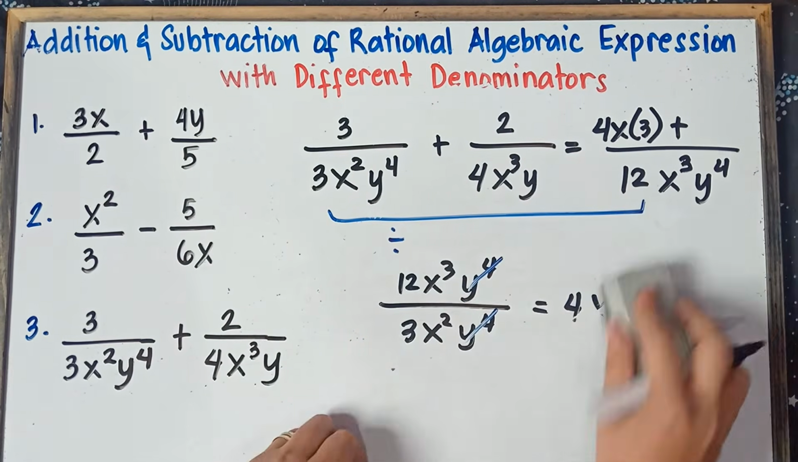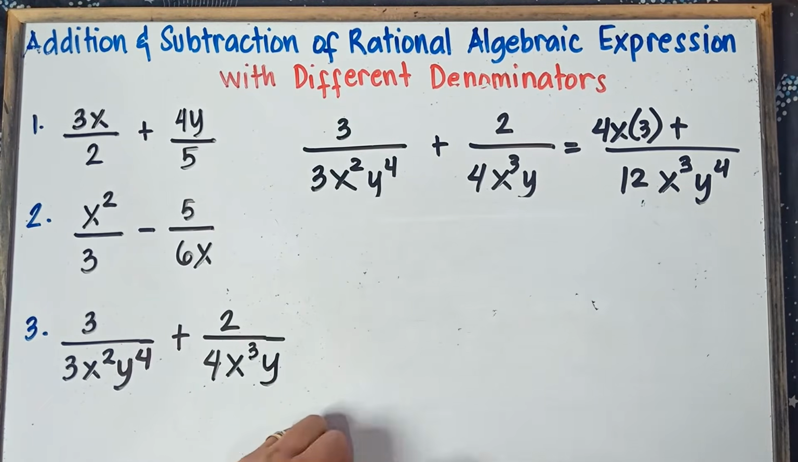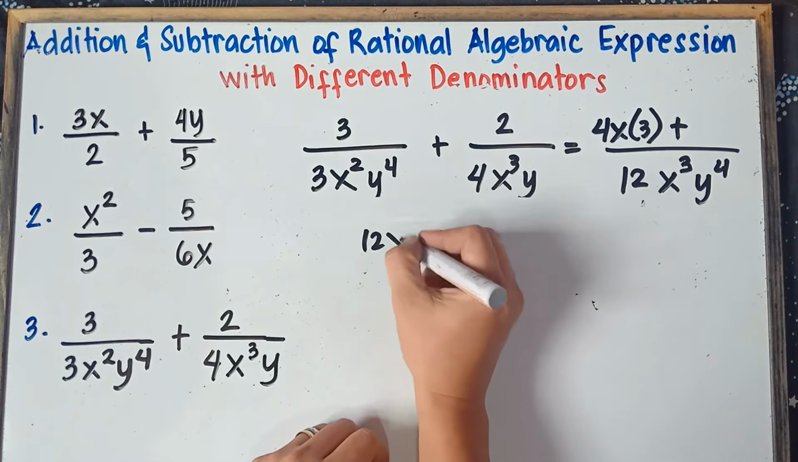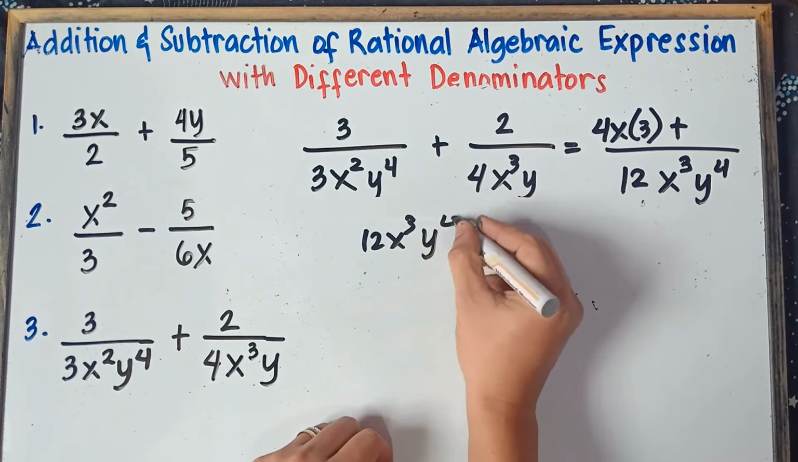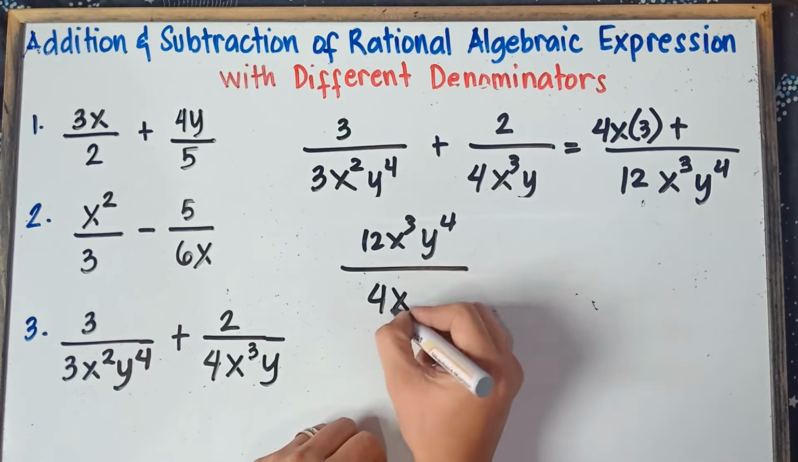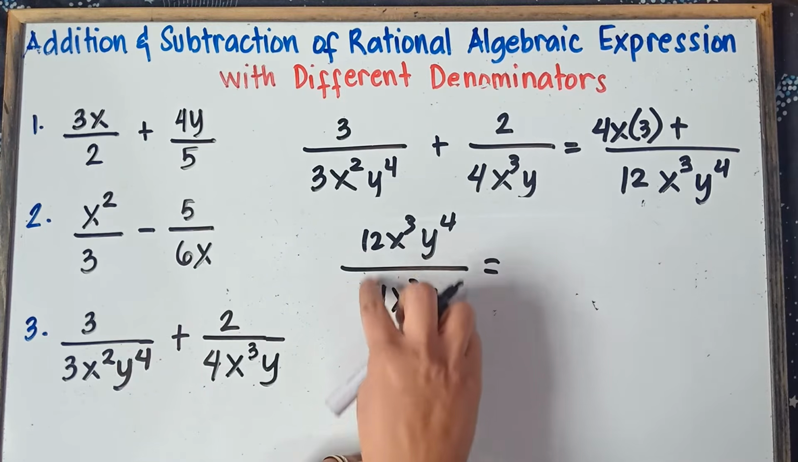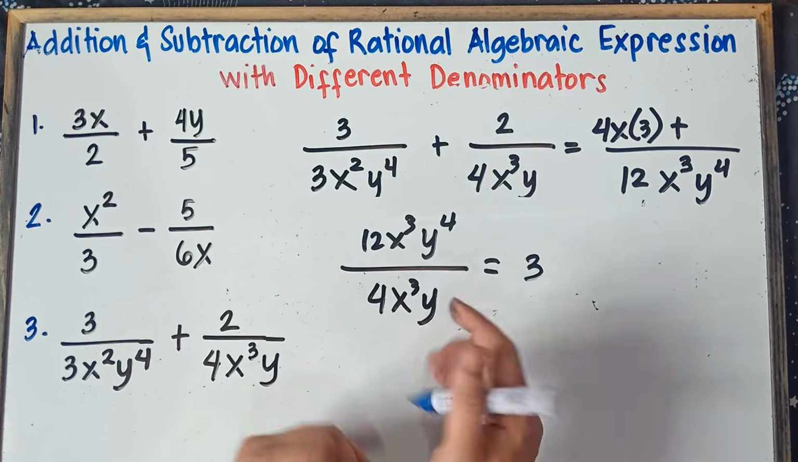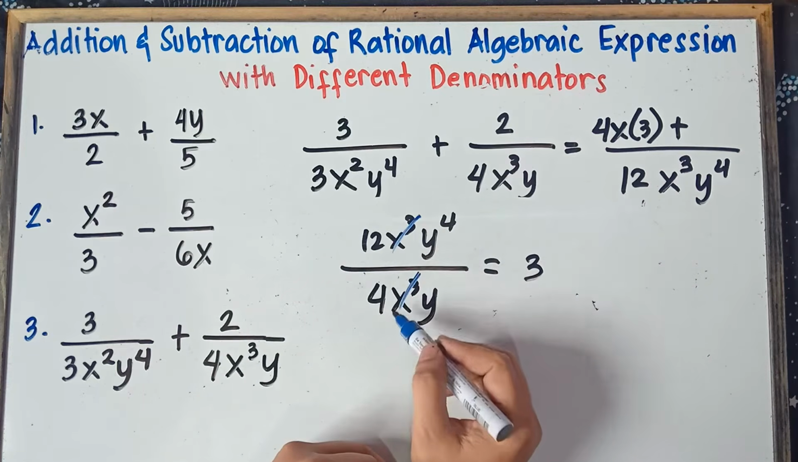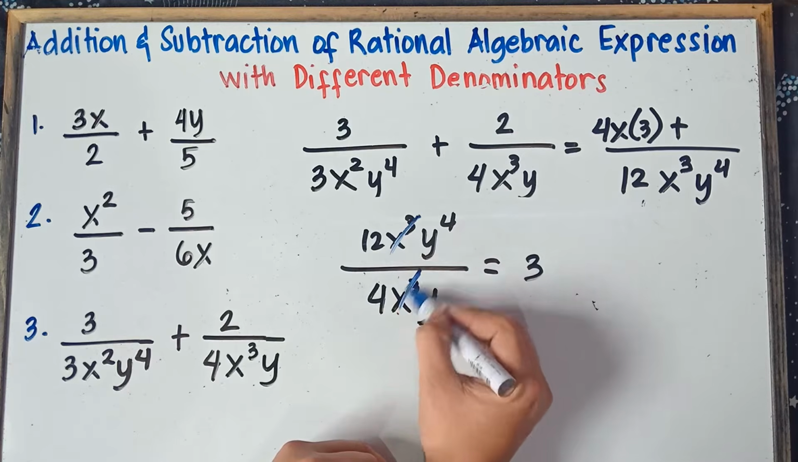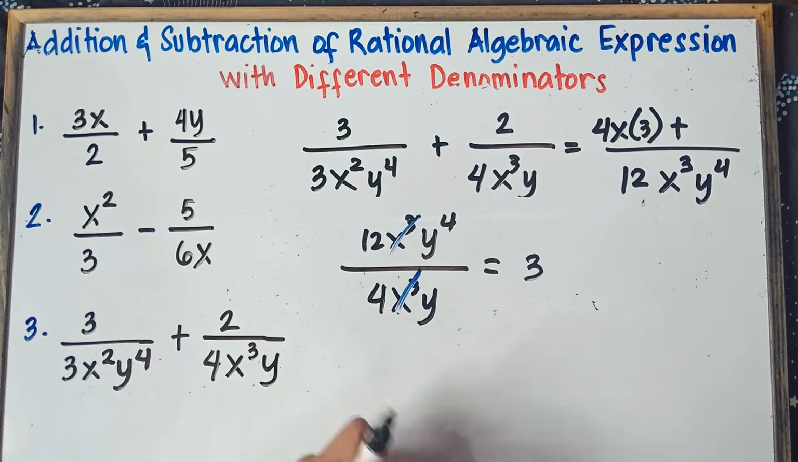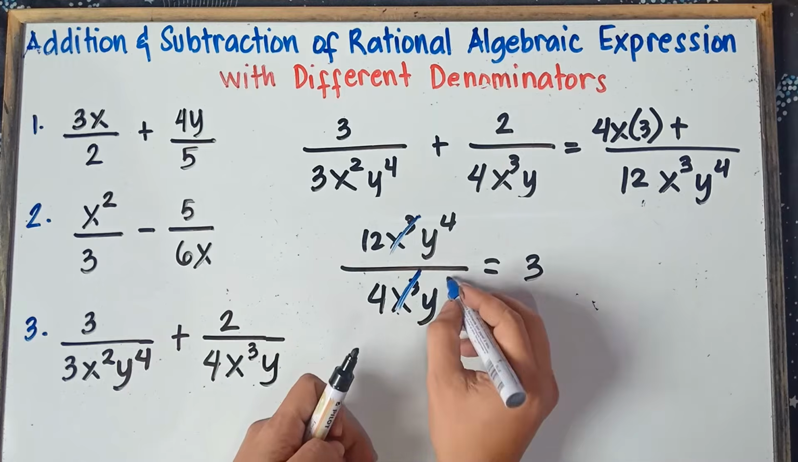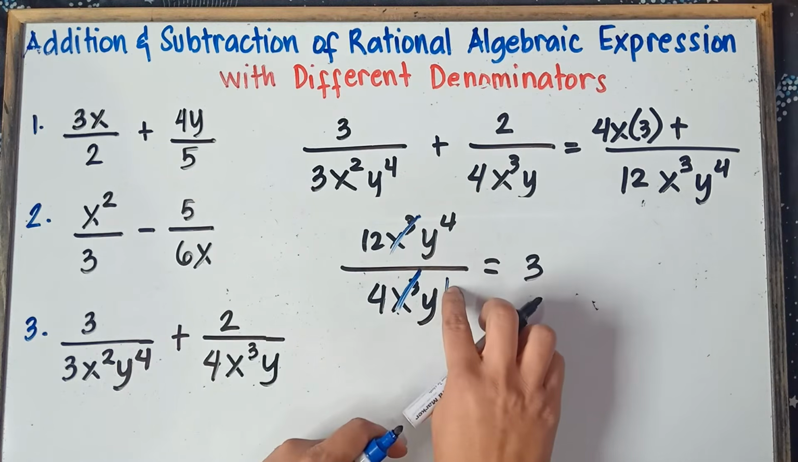Alright, and then this one, do it step by step. 12x cubed y raised to the power of 4 divided by 4x cubed y. So 12 divided by 4 is 3. And then x cubed divided by x cubed, we can just simply cancel this out. Same letter and then same exponent, simply cancel this out. And then same letter, y, subtract the exponent, 4 minus 1, that would be 3.